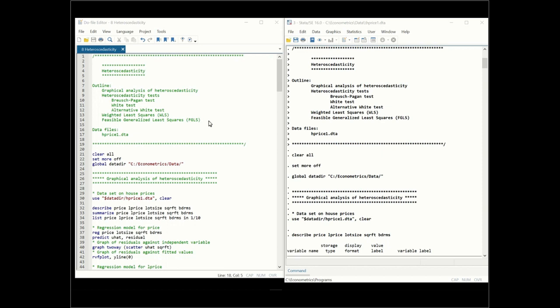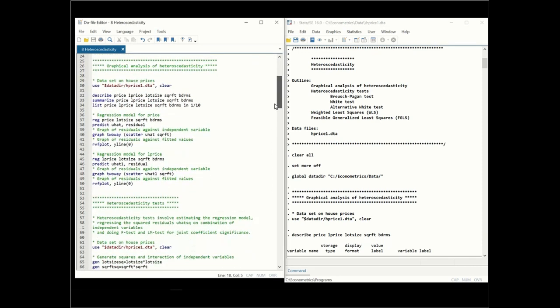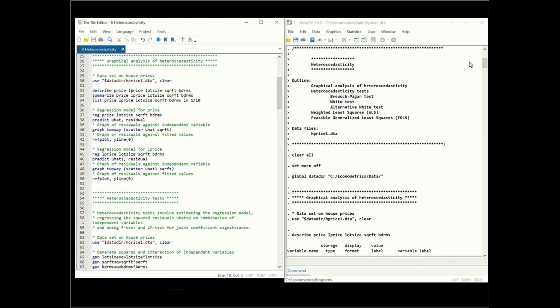So before we get started, this is the data file that we're going to be using, and you will have to put this in the directory of where your data is going to be stored. I highlighted and executed the whole program by just clicking on do, and these are the results here. So in the first set of analysis, what I will do is show you graphical analysis of heteroscedasticity.